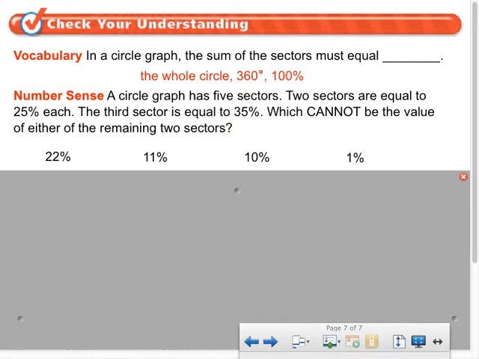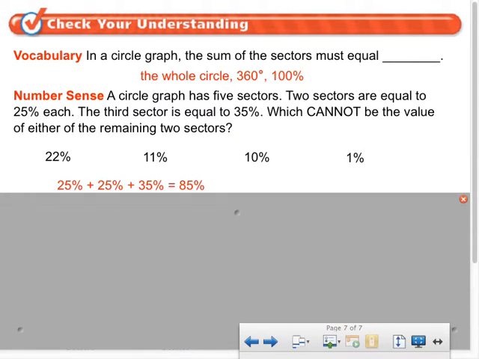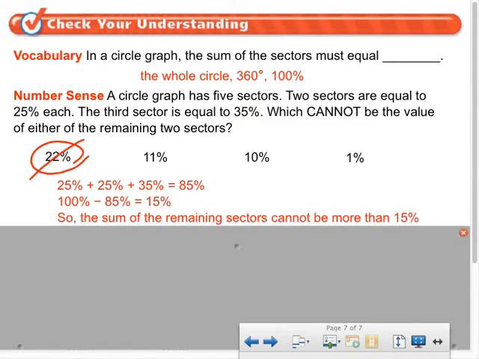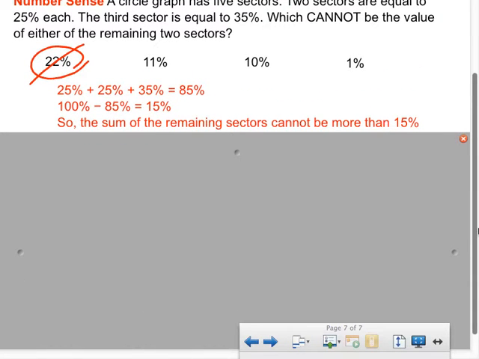Right, so you got 50 because you had 2 sections at 25. That's 50. Plus the 35 is what? 85. So I wrote it up here. So you add them up, you get 85. And then you take that away from 100%, you have 15% left over, right? So which of these could it not be? It can't be 22% because all you have left over is 15%.